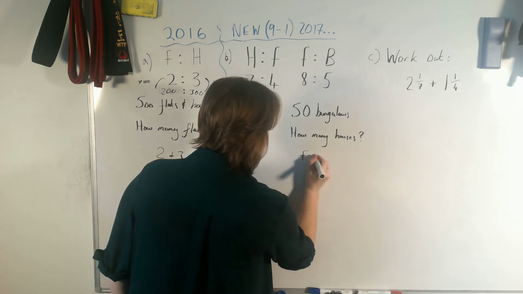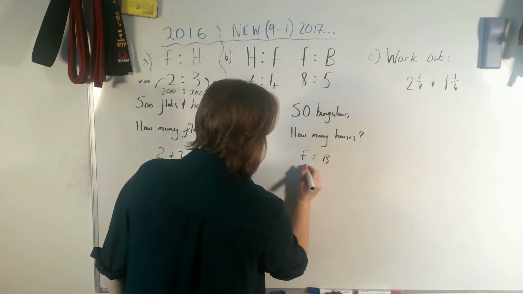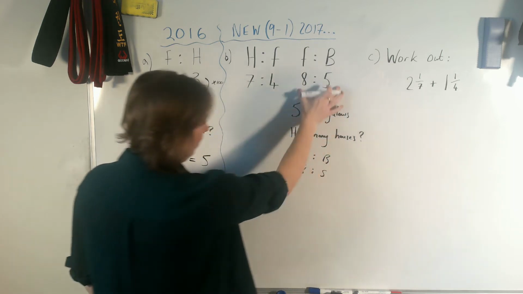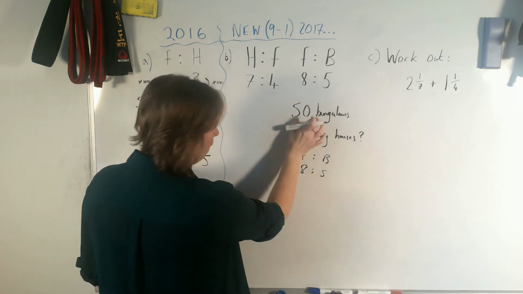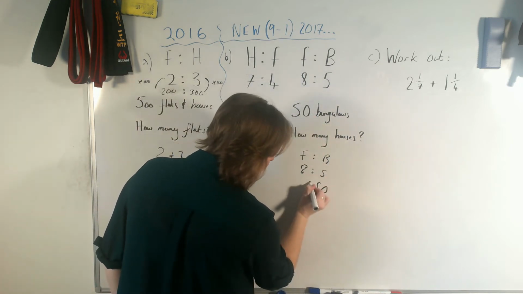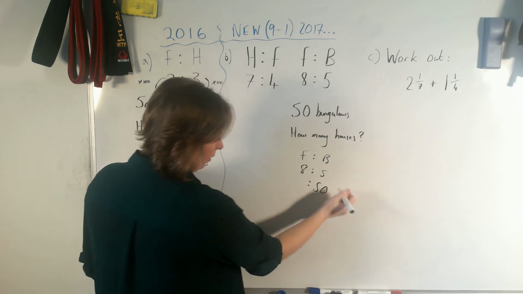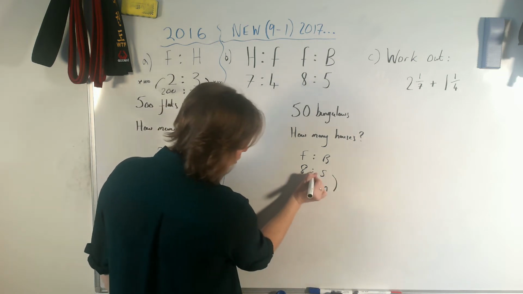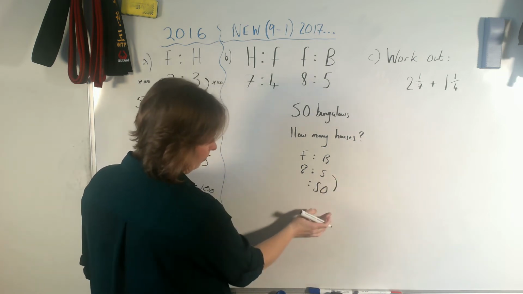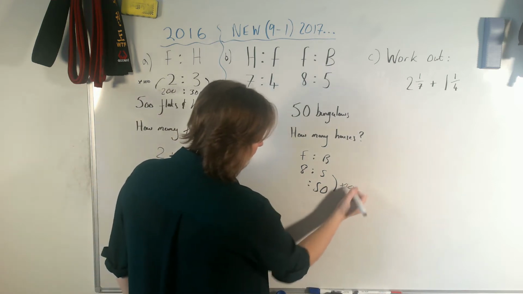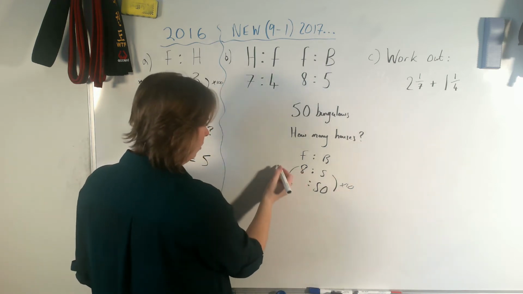Okay, flats to bungalows is in the ratio 8 to 5. I'm just copying this here so that I've got some space to work out. 50 bungalows, that goes in there. Bungalows are actually 50. So, from ratio to real number, what am I multiplying by? 5 times something makes 50. That'll be times 10. What we do to this side, we do to this side.